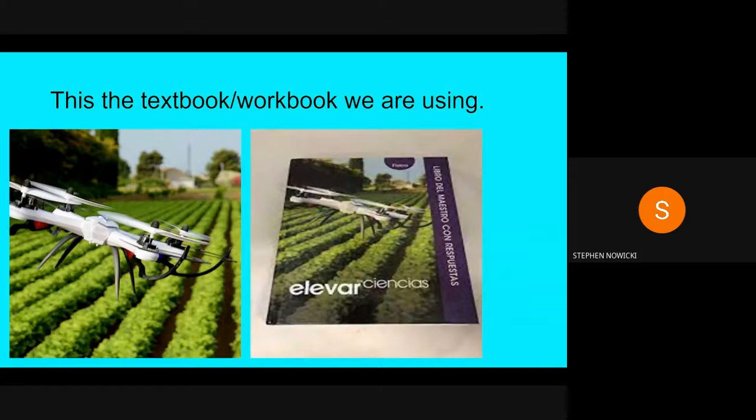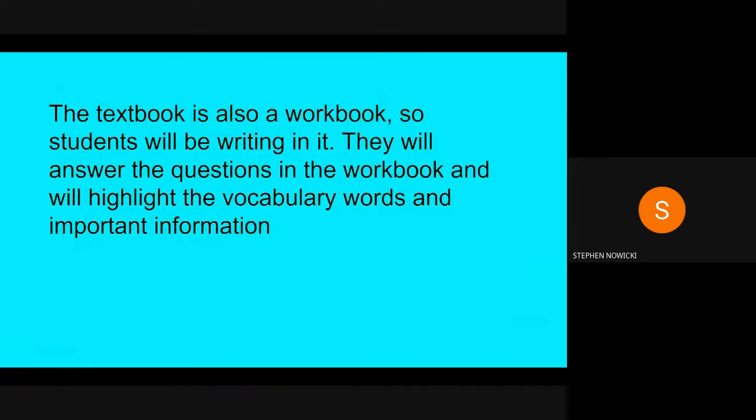Now, the textbook we are using is new to us this year. It's an Elevate Science Physical textbook, and it has chemistry in there and physical science. Now, the textbook is also a workbook, so the students will be writing in it. They will answer the questions in the workbook and will highlight the vocabulary words and the important information.